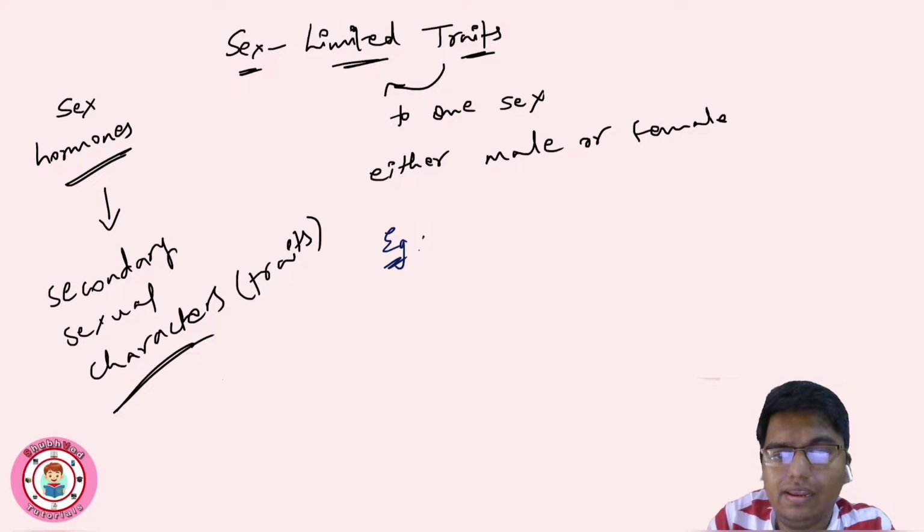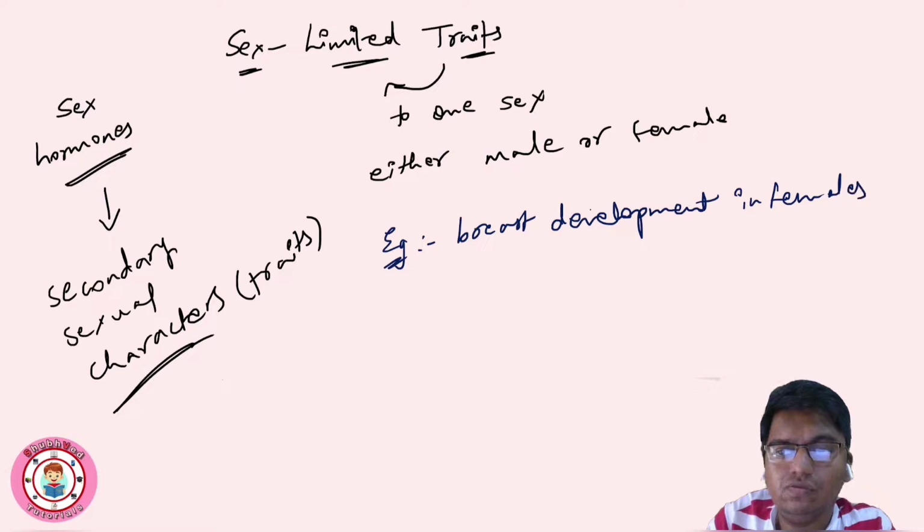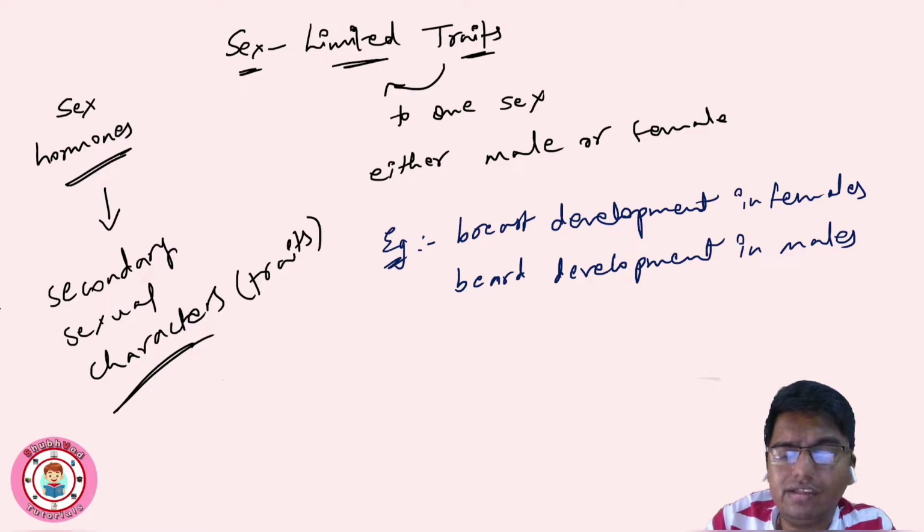So your example is breast development in females. So we are seeing specific examples here, and beard development in males. These are specific traits, and these are related to secondary sexual characters. So these traits are actually related to the level of sex hormones. Male specific hormones will produce these traits, and female specific hormones produce these traits.